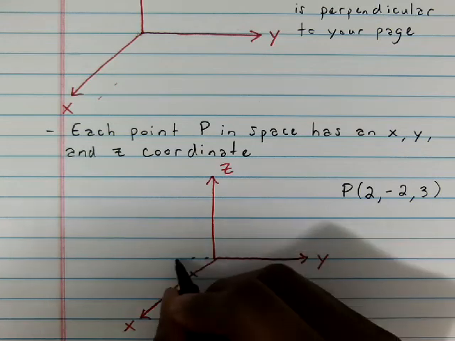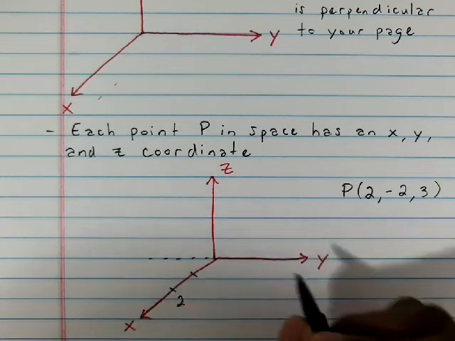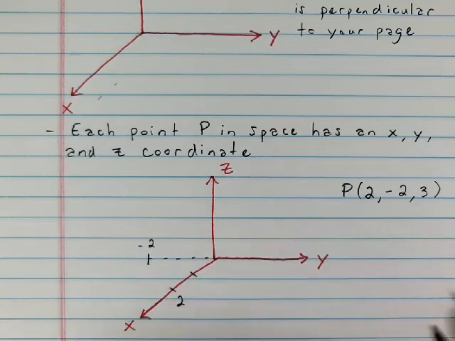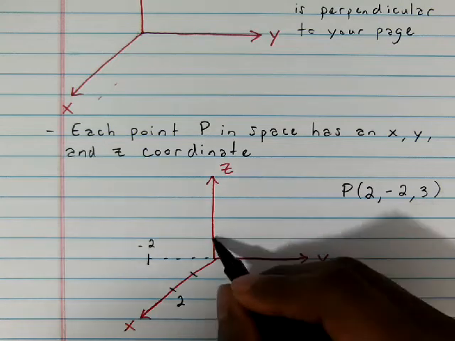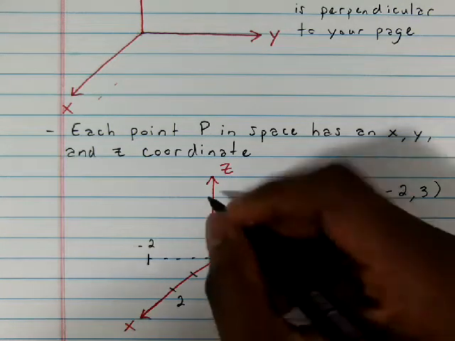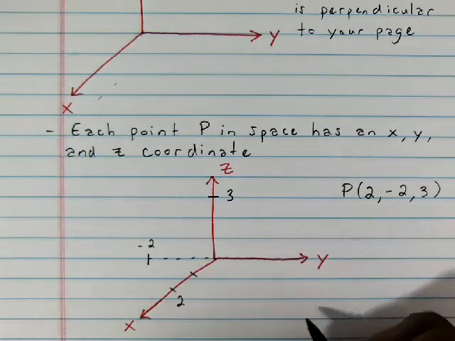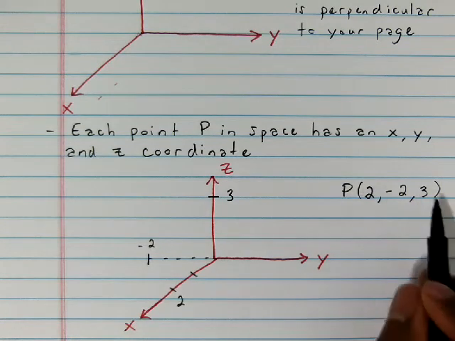So just make a little dotted line for the negative y-axis, and we'll say that that's -2 right there. And then we want to go 3 units in the z direction. So 1, 2, we'll say 3 is right here. All right, so now I haven't sketched my point. All I did was label my coordinate axes just enough so that I can sketch my point.